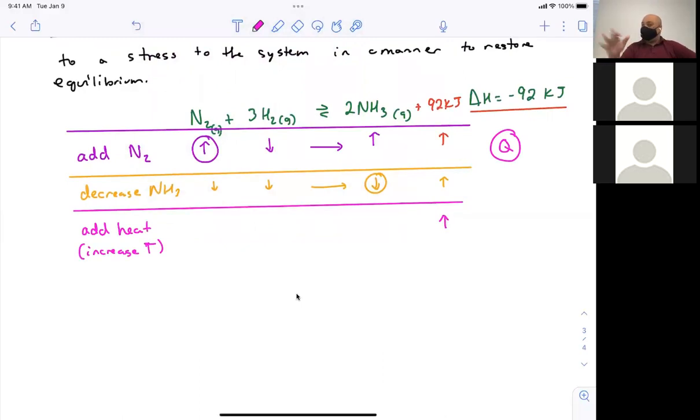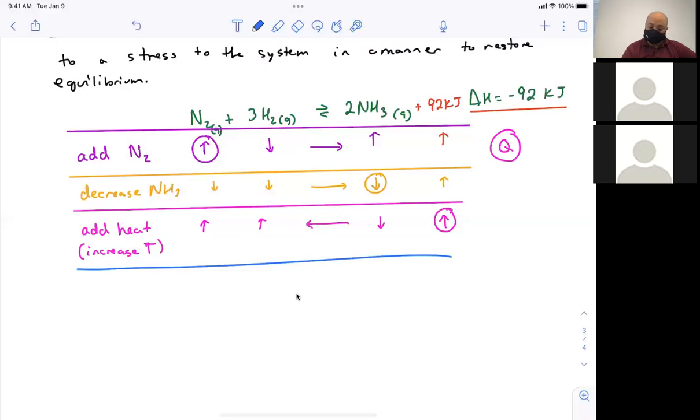Now, temperature is in this reaction in terms of your kilojoules, your heat. So if I add heat, essentially I treat it like a reactant or a product. In this case, it's a product, so it's going to cause a shift to the left because I have too much heat now, and I've got to use up some of that heat to make reactants to restore the balance. And if I remove heat or lower the temperature, that causes a shift to the right.